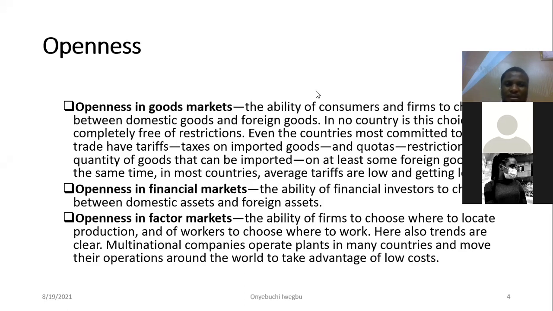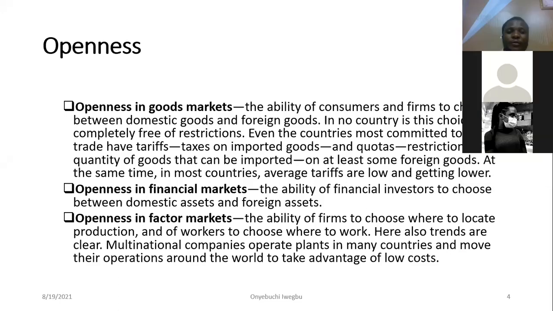Sorry, Samuel Uashegu, your hand is raised. What is it, sir? Yes, sir. It was with respect to the one you just explained before, talking about openness in goods market, the home and the other one. I didn't get that explanation very well.